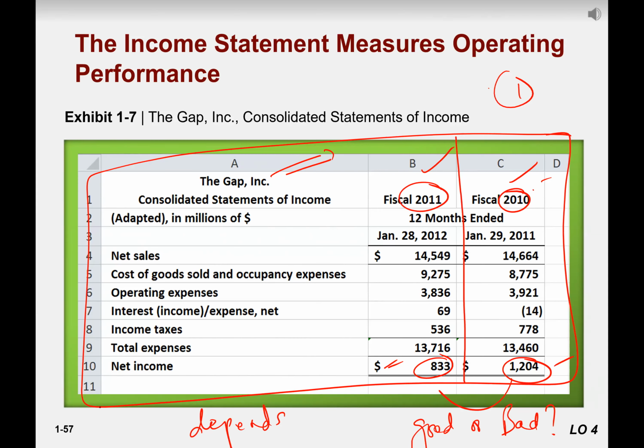So are we clear how the income statement is made and what it shows? Yes, it's clear. Good.